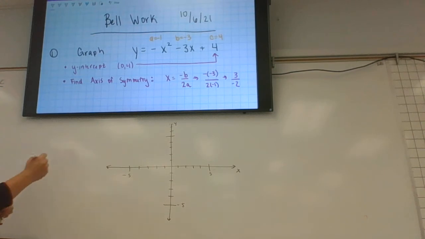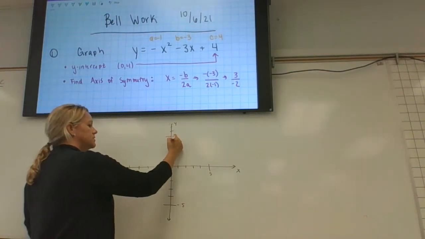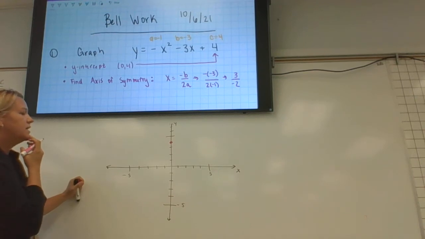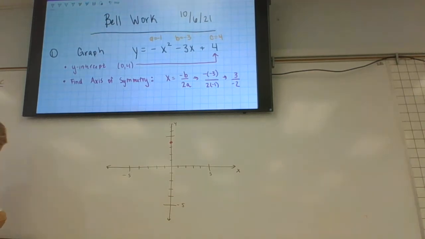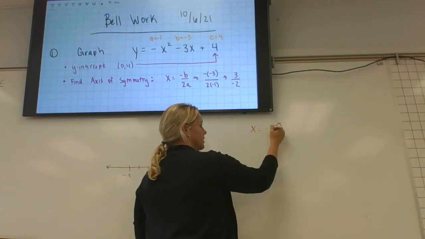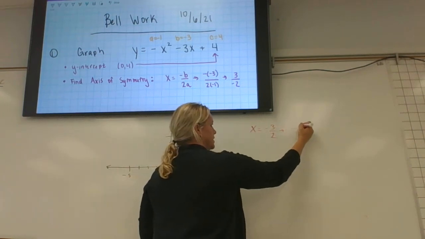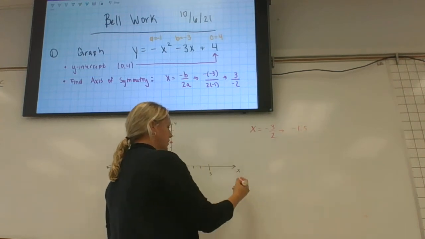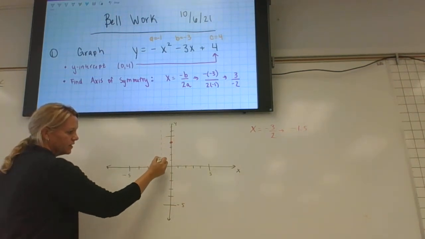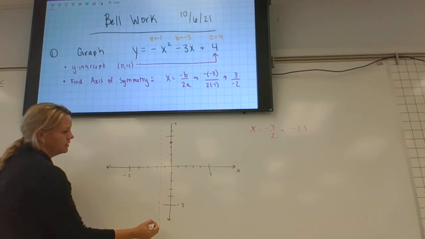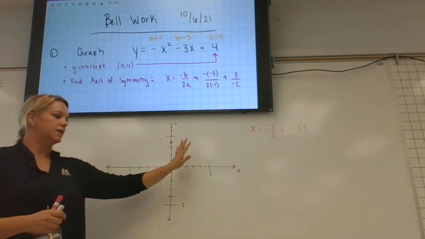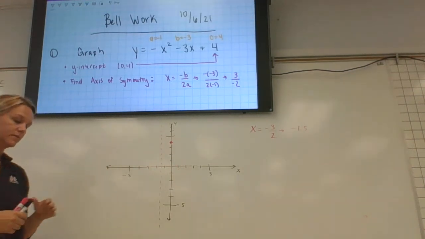So I have this point, which is the y-intercept at 4, and my dashed line is at 3 over negative 2, which is negative 1.5. So I go to the x-axis between negative 1 and negative 2, full dashed line. That'll be the middle of my graph. So now that I have that dashed line, I can reflect across it.